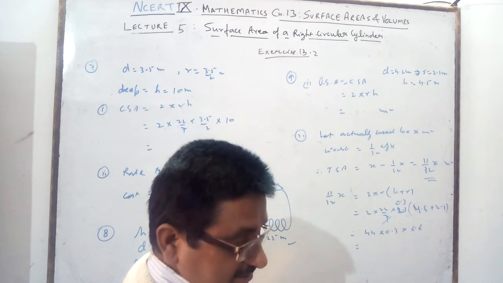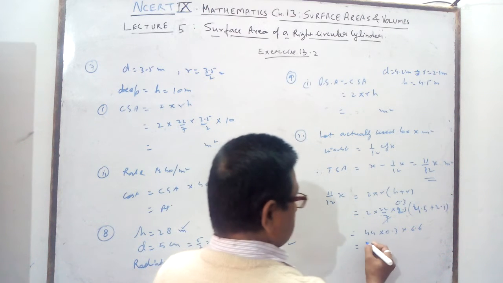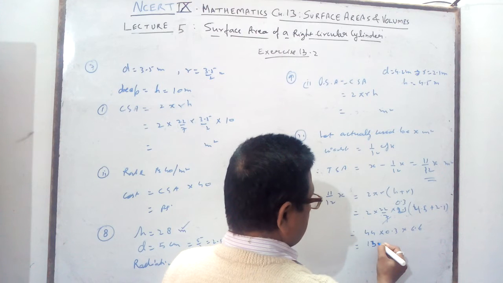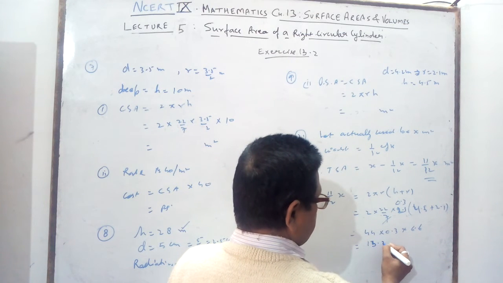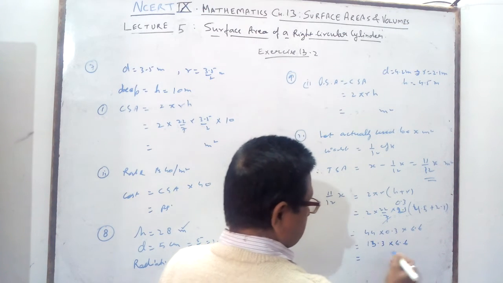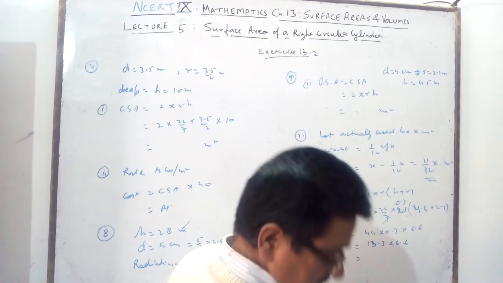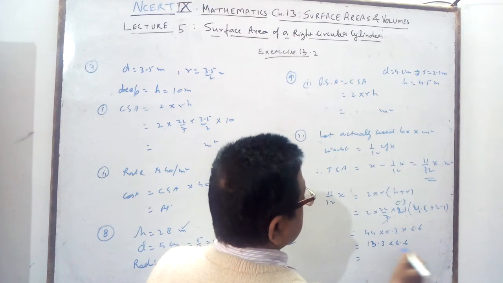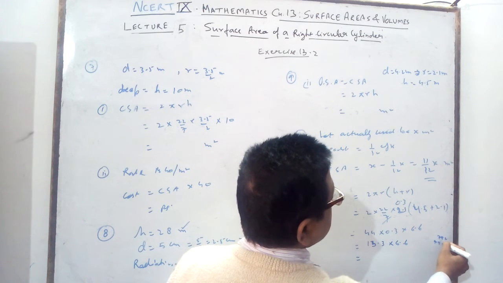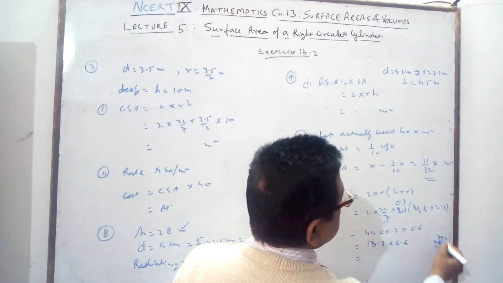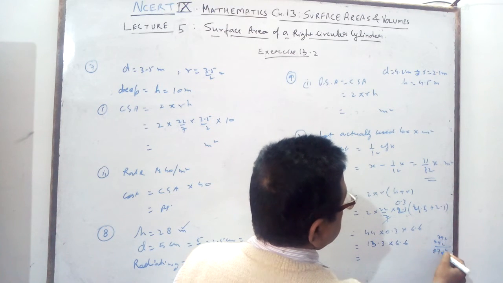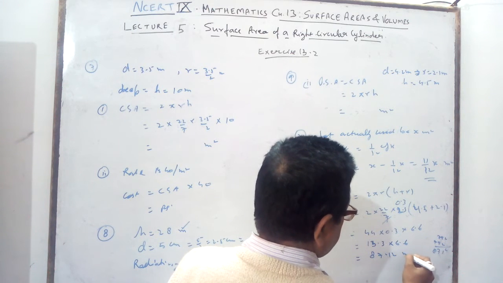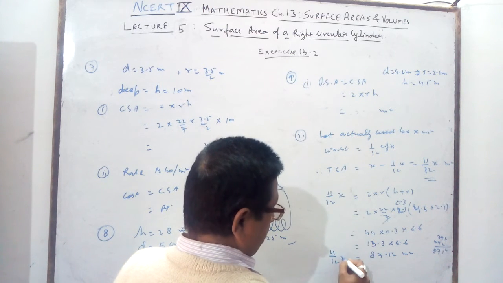So you calculate the answer. 4 3s are 12, 13.2 into 6.6, 6 3s are 18, 792. That you are getting 87.12 meter square. It is the 11 by 12 x.